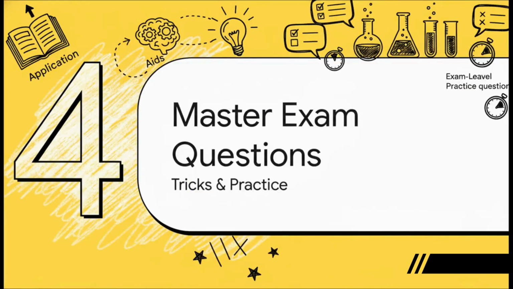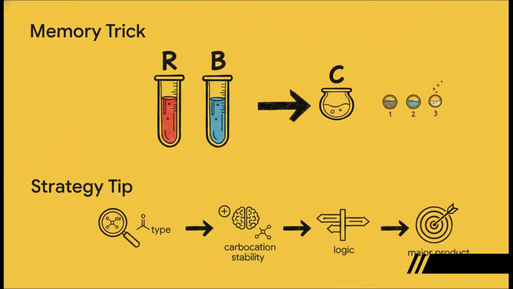Okay, we have covered all the theory. Now this is where the magic really happens. We're going to turn all that knowledge into actual, tangible marks on your exam sheet with some clever memory tricks and practice questions. So, for the Victor-Meyer test, all you have to do is remember the acronym RBC. R for red, which is primary, B for blue, which is secondary, and C for colorless, which is tertiary. Easy marks, right?